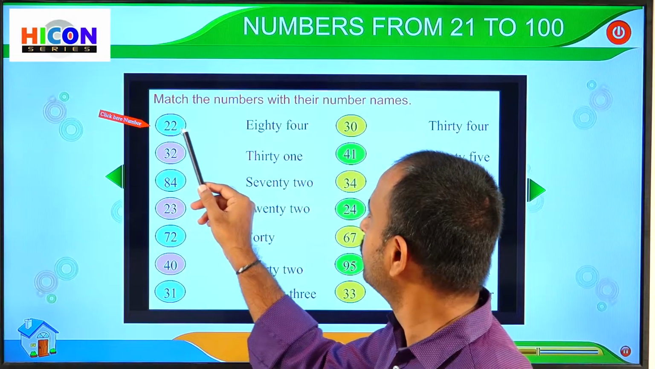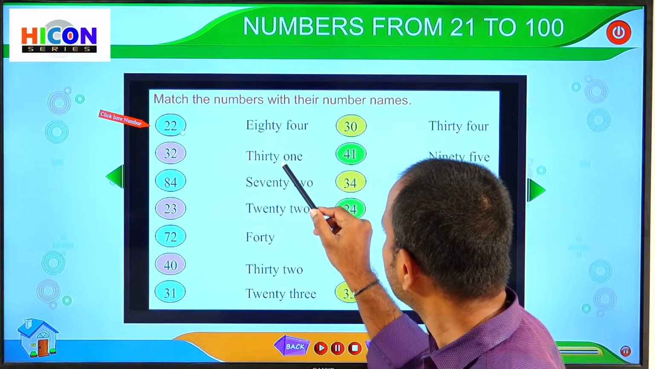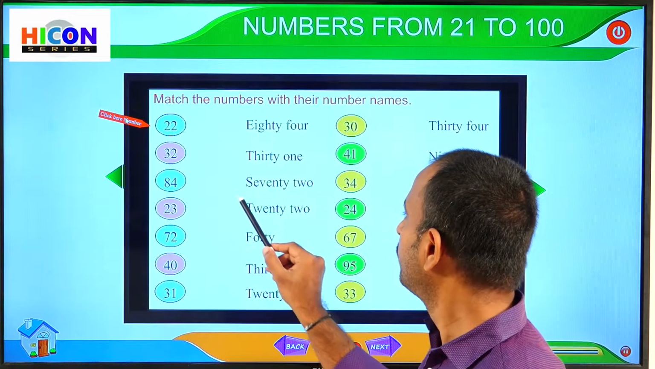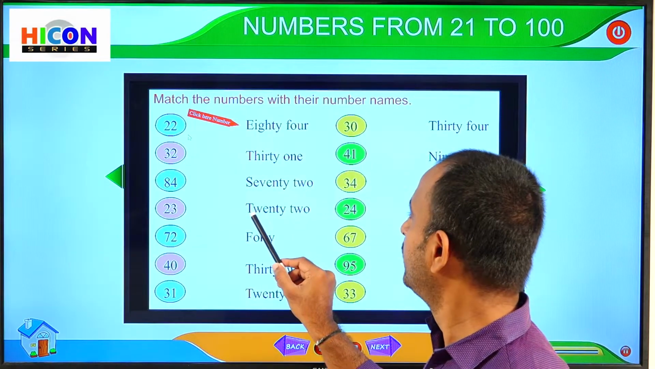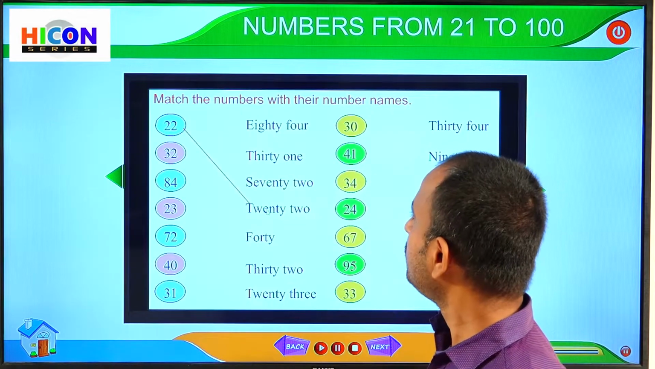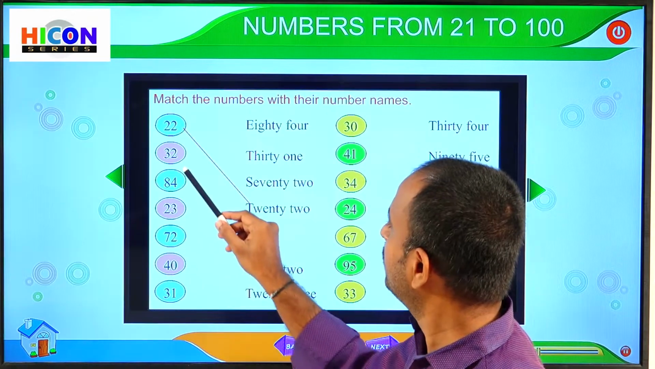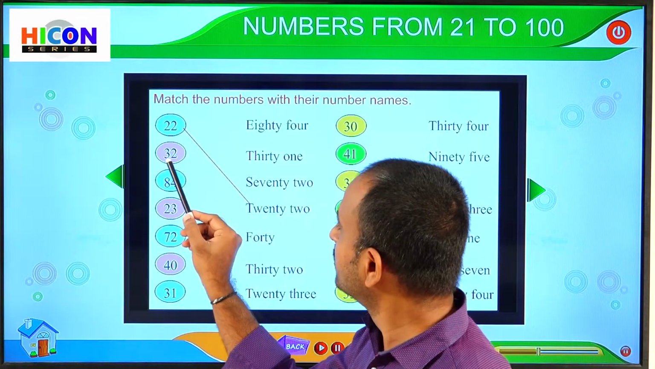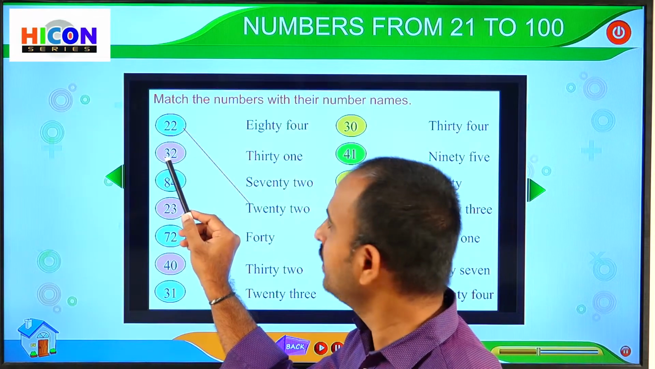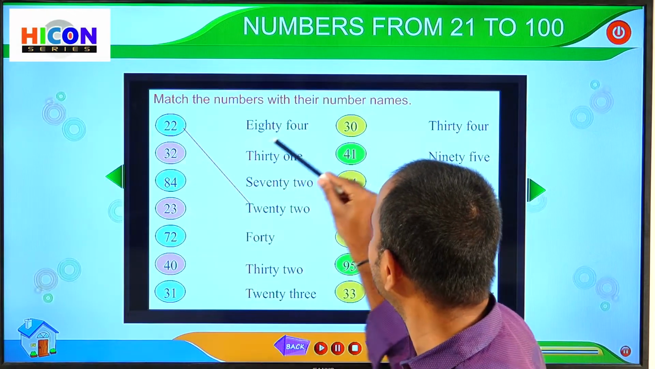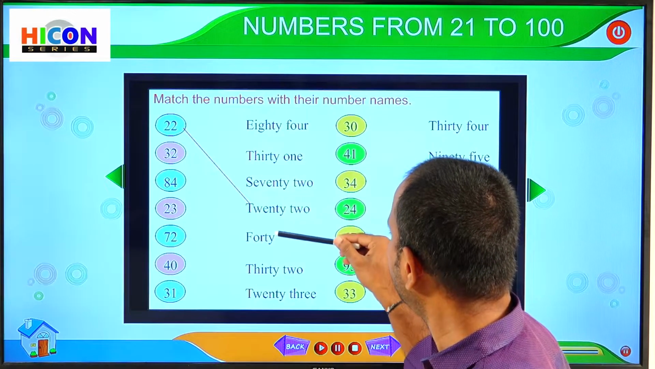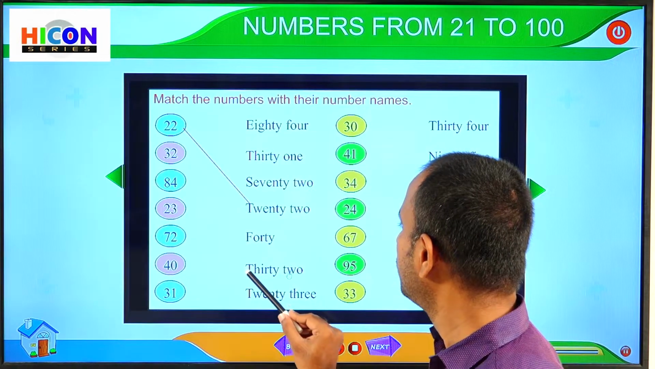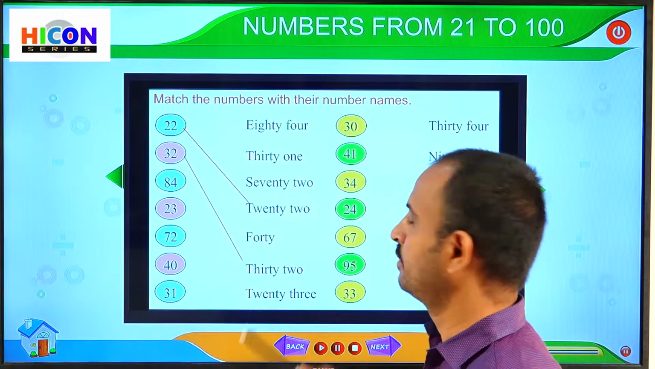This number is 22 and where is 22 here? So here is the 22. So match this number 22 with this number name. So children, see the next one. So what is the number here? So how can we read this? We can read this number as 32. So where is the 32 here? So there is 32. So match this number 32 with its number name.